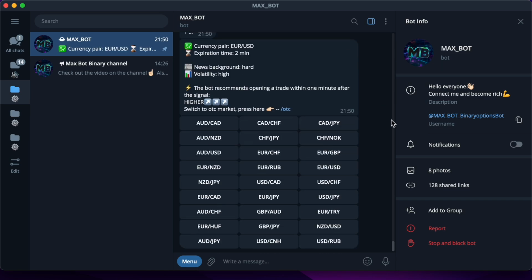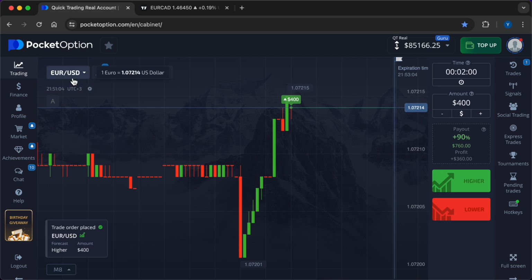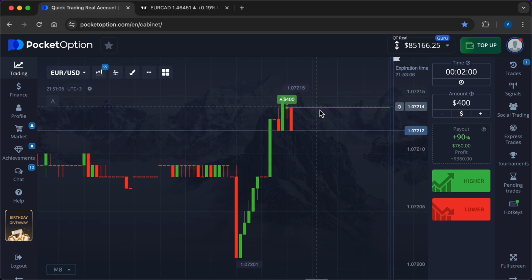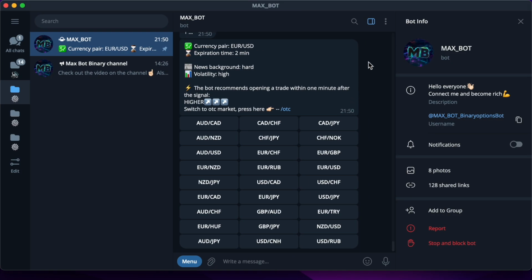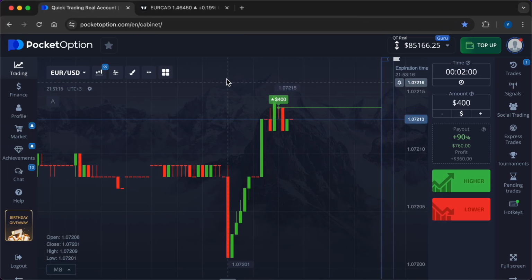New signal, higher. In the message with the signal, the robot indicated that now there is increased volatility and news background activity on this currency pair. Now I will go back to the Trading View service, search for this currency pair and analyze the accumulated historical data.